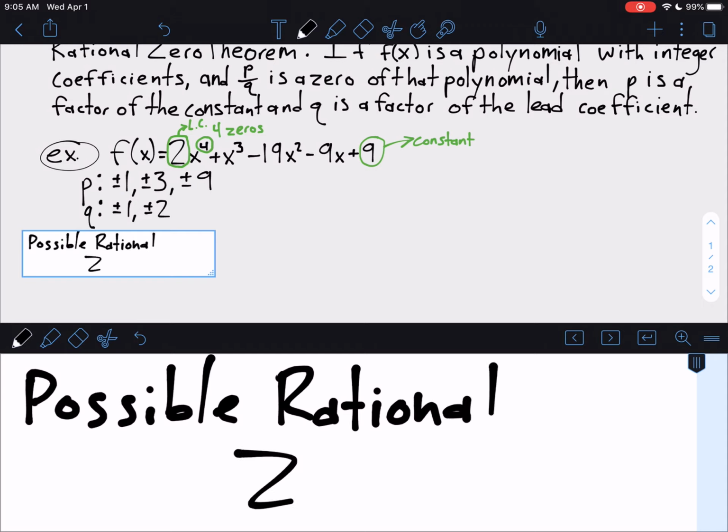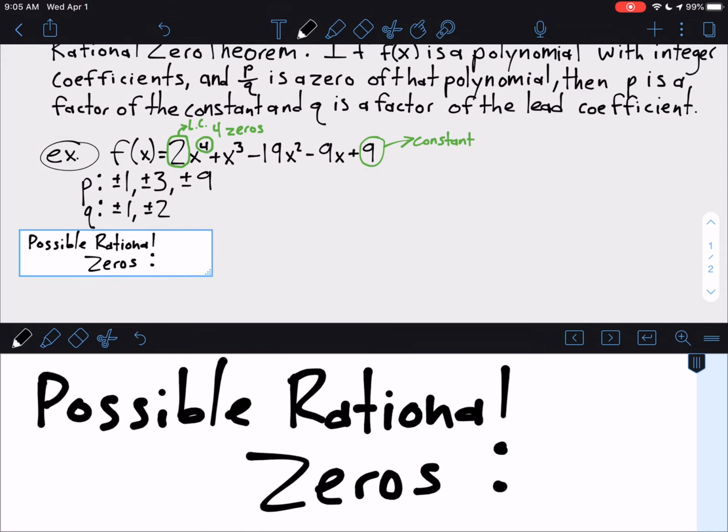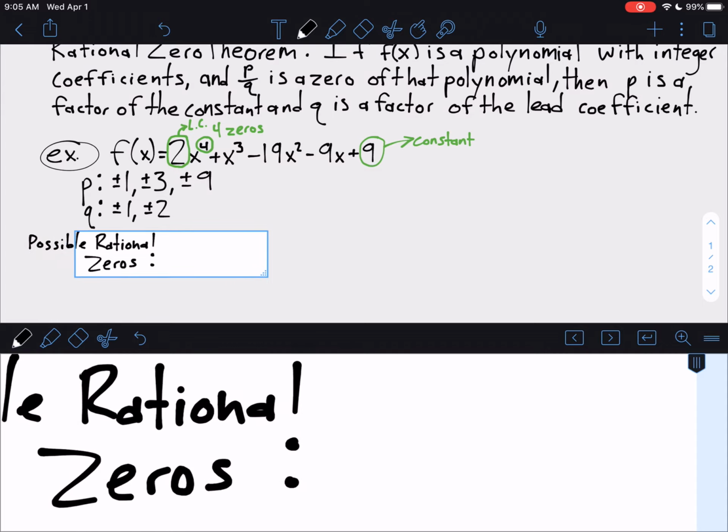So the next thing I need to do is list my possible rational zeros, so I know what I'm testing here. I'm going to take one number from the p and one number from the q. So if I take 1 from p and 1 from q, that's just 1 over 1. So that means that my first possible rational zero is positive or negative 1.